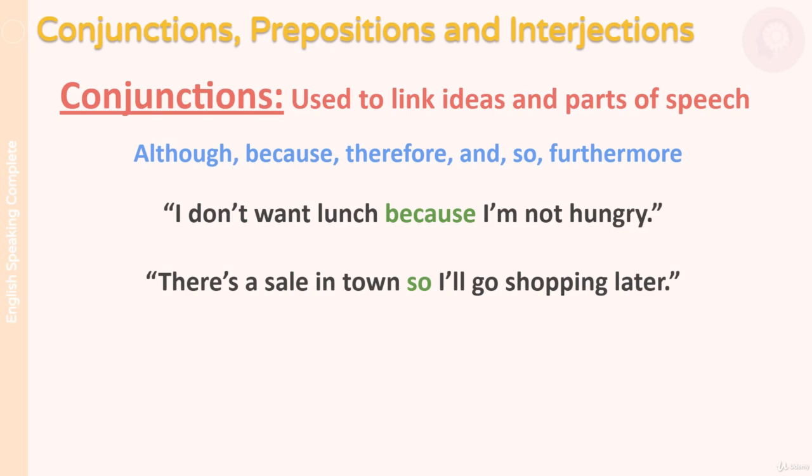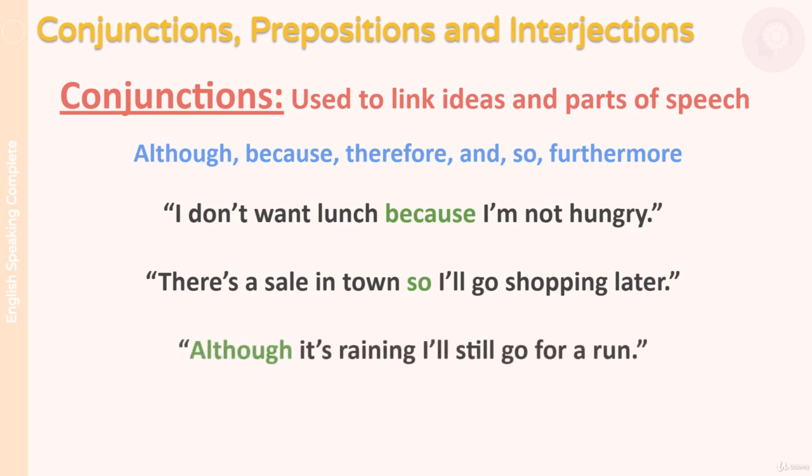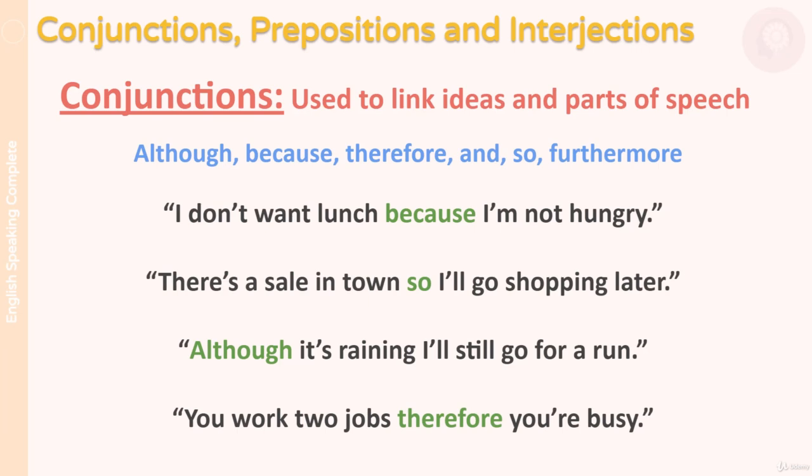But it's also fair to say that sometimes conjunctions can go at the start of our sentences, at the start of our speaking. Although it's raining, I'll still go for a run. It's raining, idea 1. I'm still going out for a run, idea 2. And here we have one last example. You work 2 jobs, therefore you're busy. Again, showing result, linking the result of my first idea. Okay, so conjunctions, connectives, super important for sure. And again, we'll be looking at them in a lot more detail throughout the whole course.